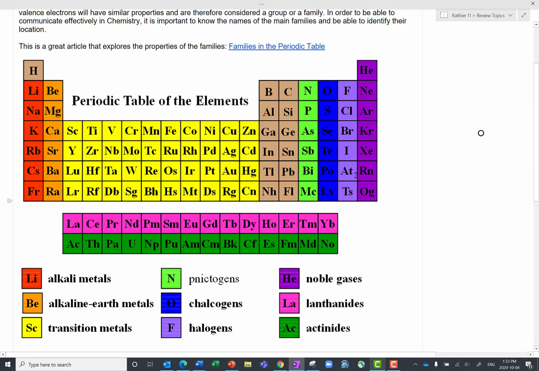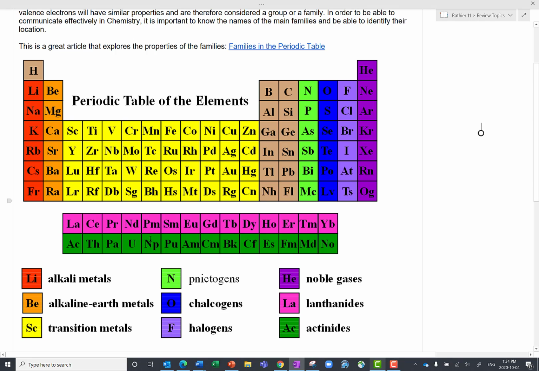The elements that are down below the periodic table are the lanthanide and actinide series. We don't typically work with these at all in high school chemistry. They're typically radioactive elements and pretty specialized, so we don't typically work with them, but we will talk about them from time to time.